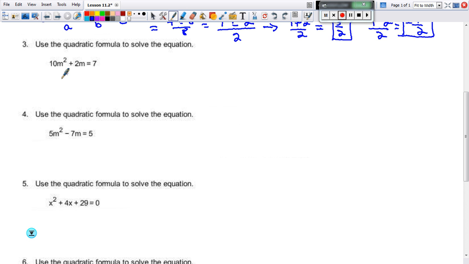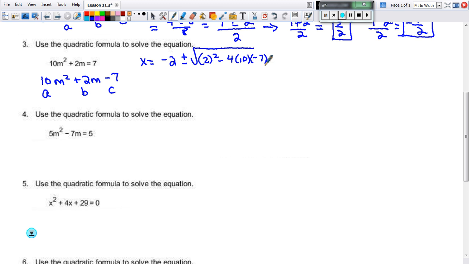The next one, you got to move the 7 over, so you get 10m squared plus 2m. When you move it over, you change the sign, so that's minus 7. So you have your A, your B, and the C. So x equals the opposite of positive 2 is negative 2, plus or minus the square root of b squared, so 2 squared, minus 4 times A times C, all over 2 times A.